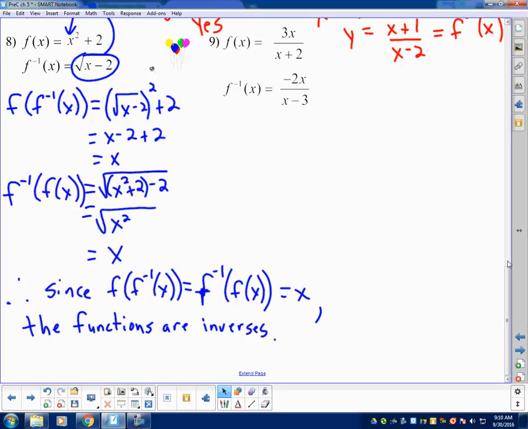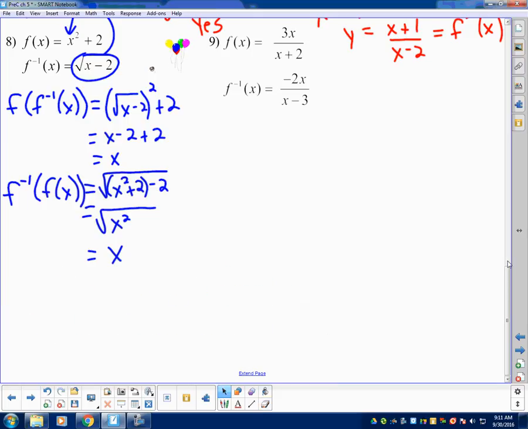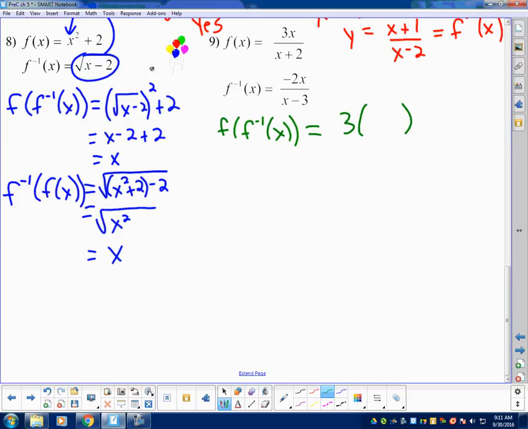Let's go through 9 together. This one's always fun. We'll finish this up with 9. The algebra involved in number 9 is a little confusing. So we have f of f inverse of x. What makes this difficult is that we're going to put a fraction into a fraction. So we have 3, and then in place of x, I'm going to put negative 2x over x minus 3. And then on the bottom, I have x plus 2.